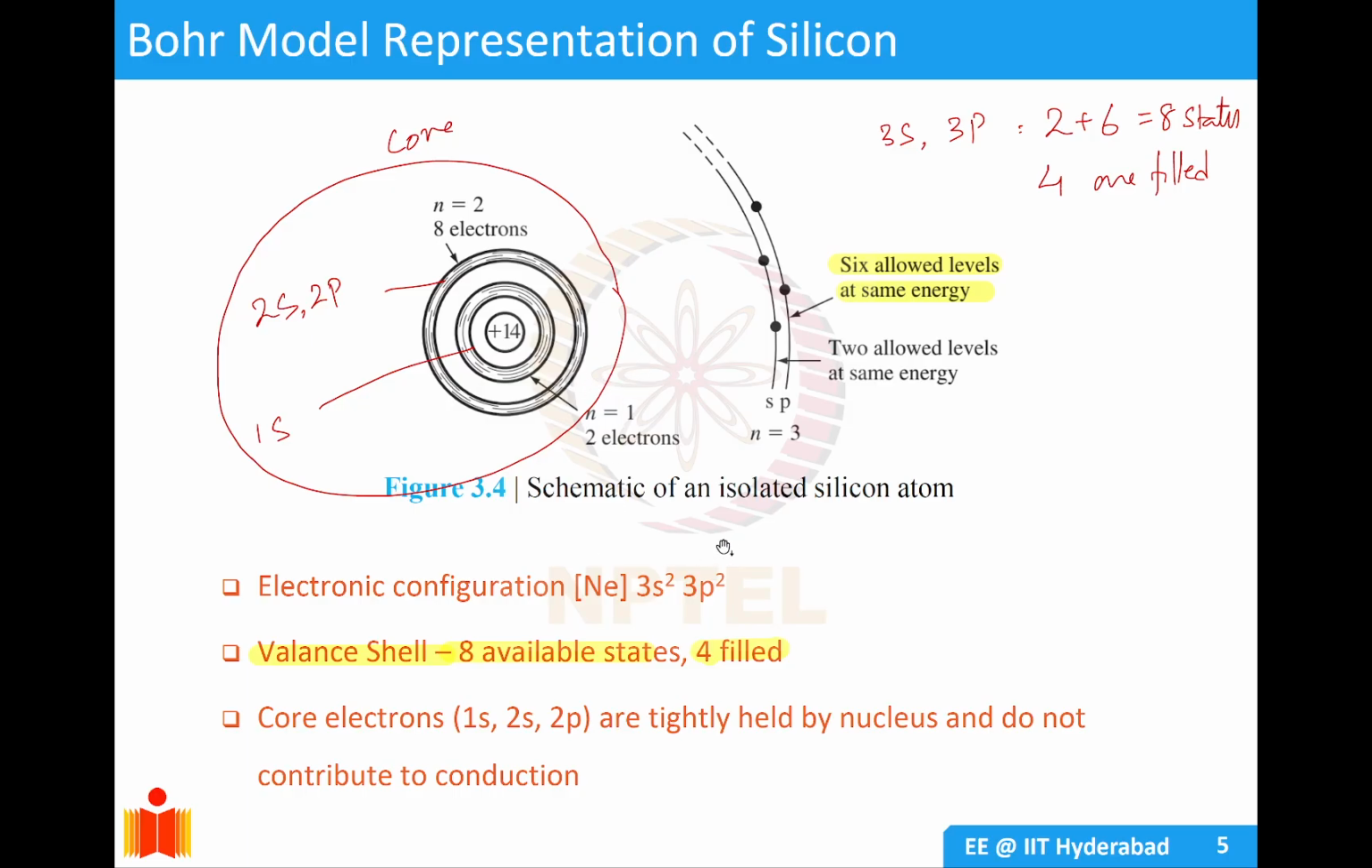So you can see, for a silicon atom which has 14 electrons, the configuration is given by Ne, which is neon, plus 3s2 3p2, which is the third energy shell. So you have eight states: two states in 3s and six states in 3p. Out of those, four have been filled and four are unfilled states.